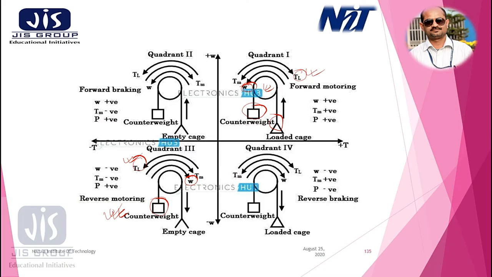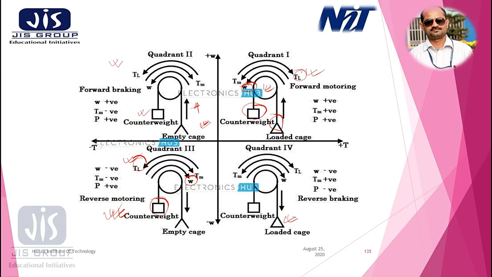Now if we see, the load is active, meaning the loaded hoist is lowered. So this is my loaded hoist and I am trying to lower this hoist. So now this is the active condition, the motor load is active. And what is the other active condition? Here the counterweight is higher than this empty cage, and again I am trying to uplift this empty cage. So in quadrant 2, I am trying to uplift this empty cage, and in quadrant 4 I am trying to lower this loaded cage.